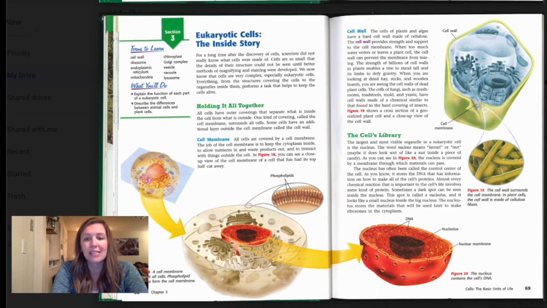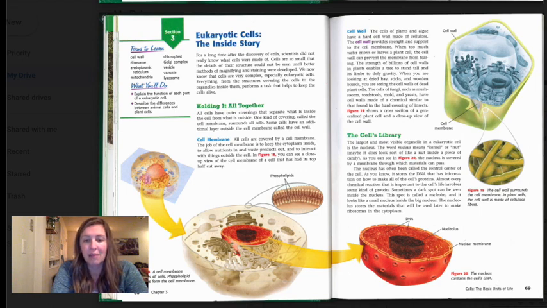The word nucleus means kernel or nut. Maybe it does not look like a nut inside a piece of candy. As you can see in figure 20, the nucleus is covered by a membrane through which material can pass. The nucleus has often been called the control center of the cell. As you know, it stores the DNA that has information on how to make all the cell's proteins. Almost every chemical reaction that is important to the cell's life involves some kind of protein.